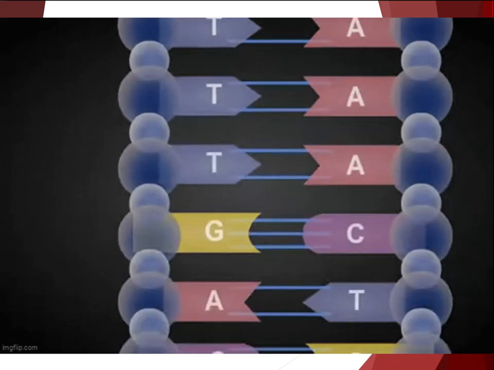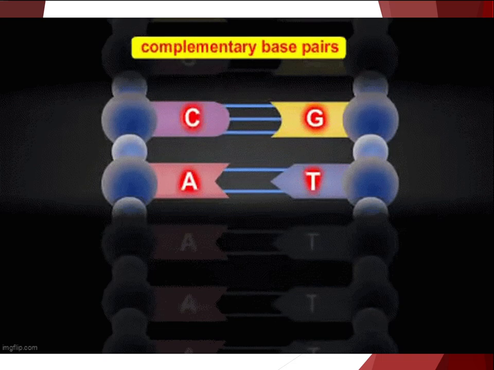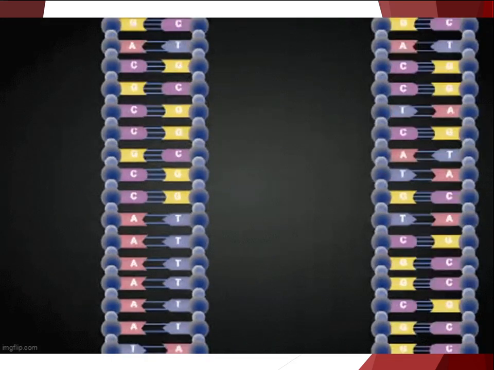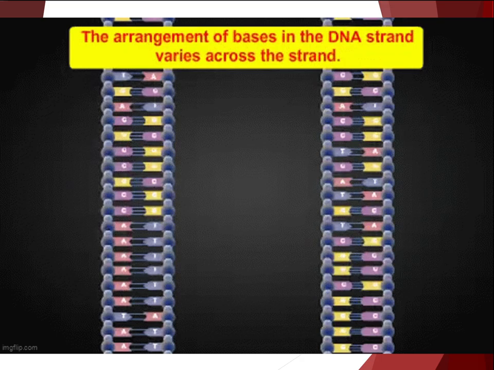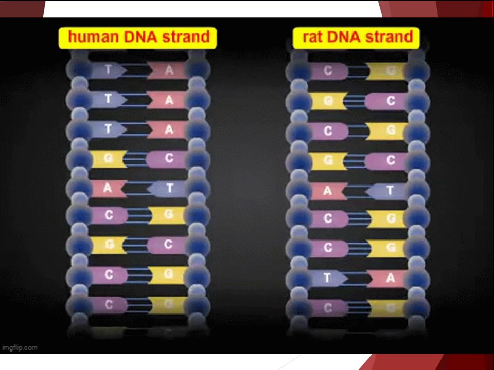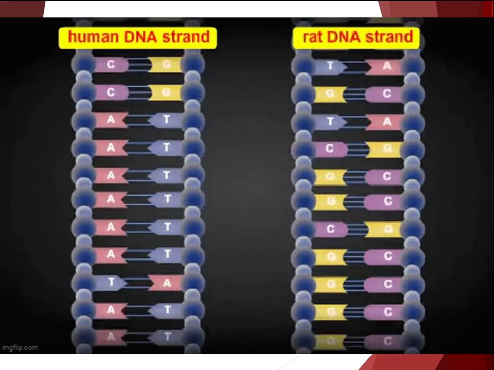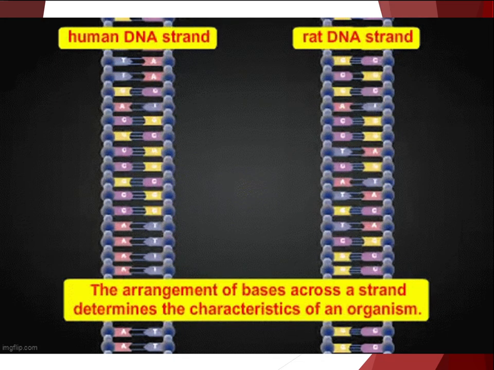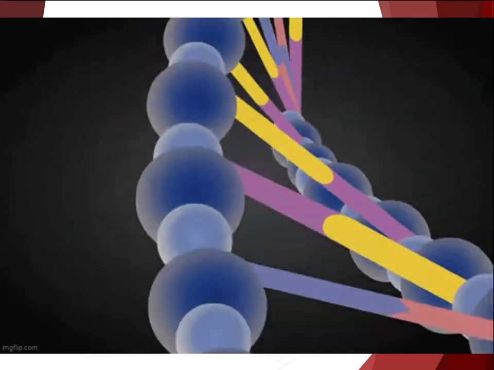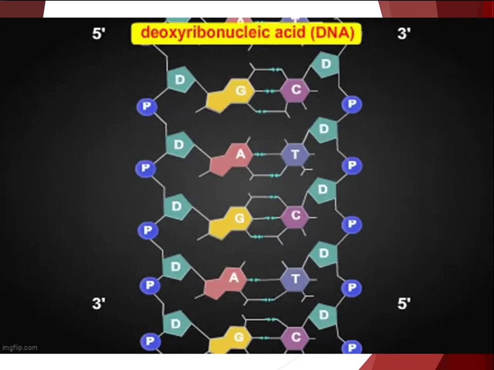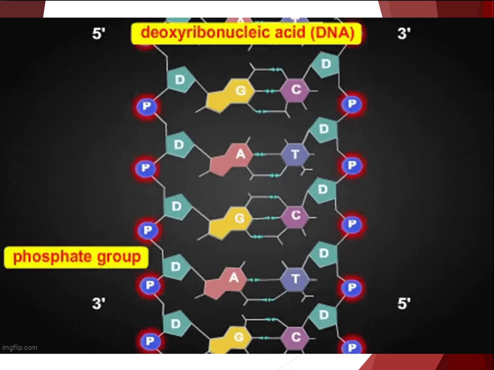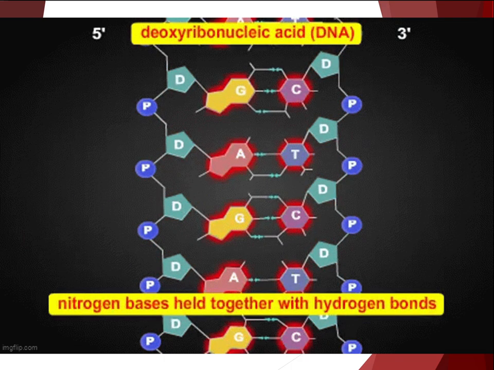Like other biological molecules, nucleic acids are large polymers made up of smaller repeating units called monomers. Nucleic acid monomers are called nucleotides. DNA contains 4 different nucleotides, each with a different chemical base: adenine, guanine, thymine, and cytosine.